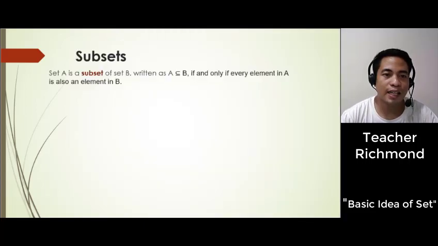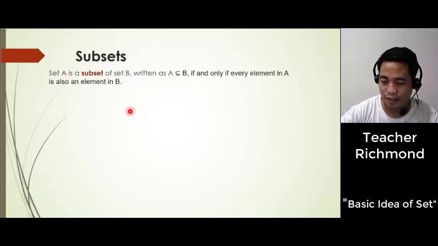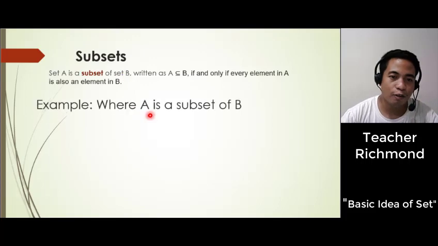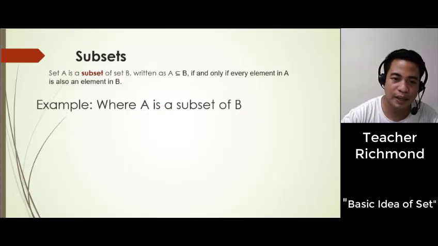Next, subsets. Set A is a subset of B, written as A subset of B, if and only if every element in A is also an element in B. Okay? So, it means if the elements in set A are present in set B, therefore, set A is a subset of set B. So, let's have an example where A is a subset of B.